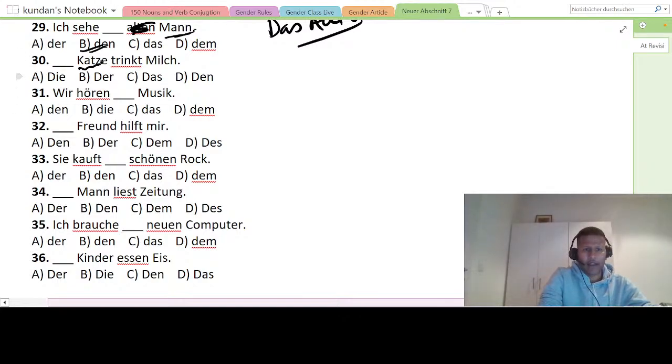So the cat, right, is subject. So there will be no change, right? So D is the right answer. Wir hören die Musik. So Musik is what? Can anyone tell me? Okay. That's correct. I see the right answer. So Musik is always die Musik. So the right answer is die Musik because it will not change. Feminine doesn't change.